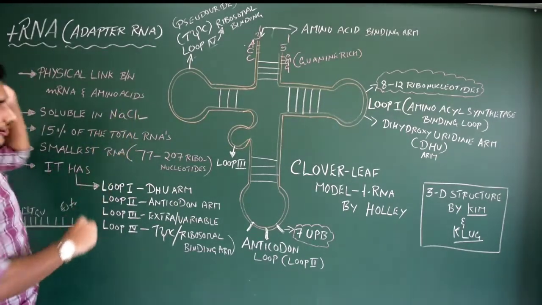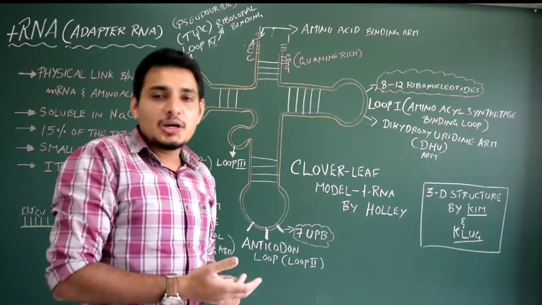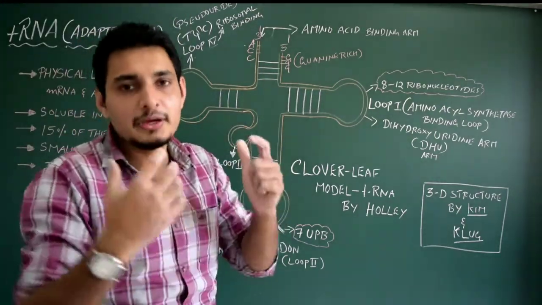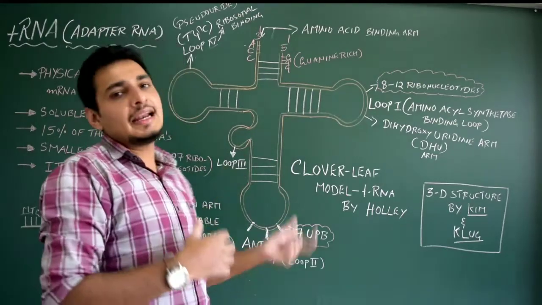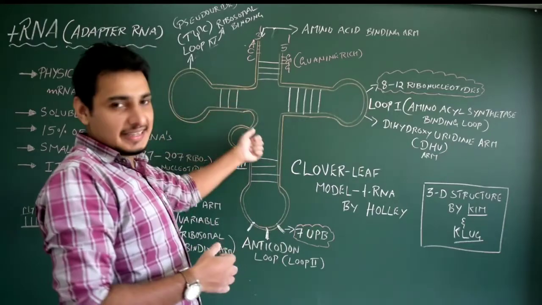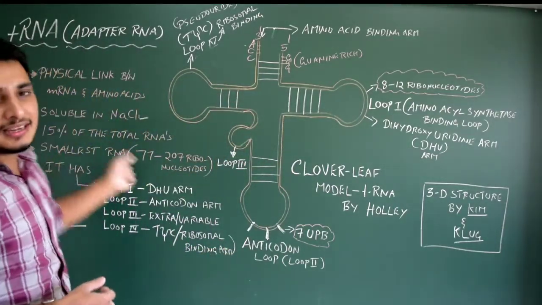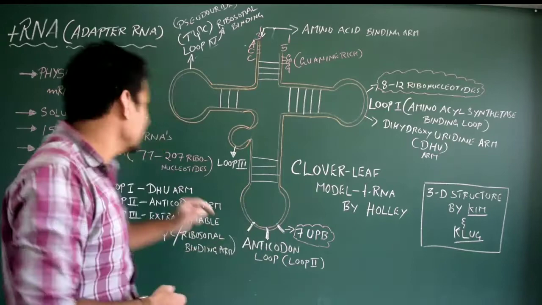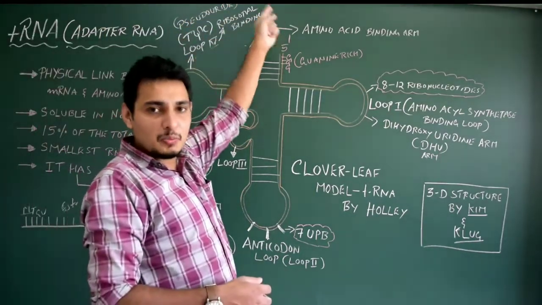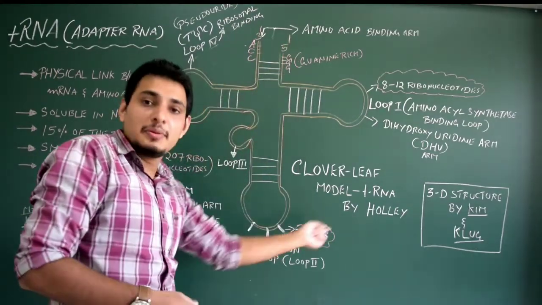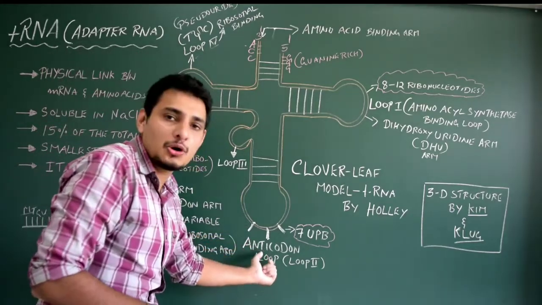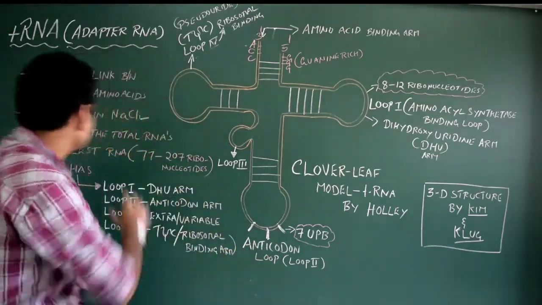Second, for translation to occur, somebody should bring the amino acid to the site of the ribosome or the mRNA. The mRNA and ribosome are waiting for a specific amino acid, and that is brought by the tRNA. So it is the physical link between the codon present on the mRNA and the specific amino acid. The amino acid will be brought by this tRNA and then translated by using anticodon and codon interaction. So that is the physical link.